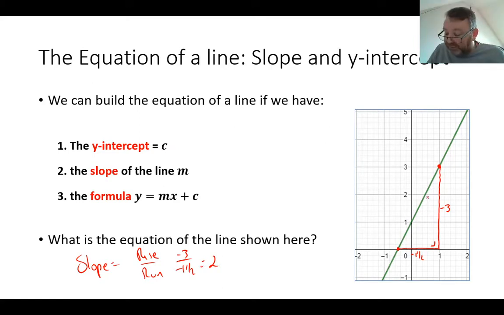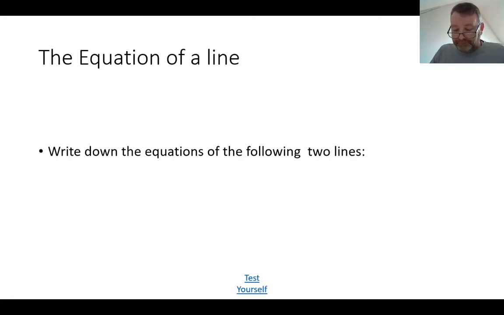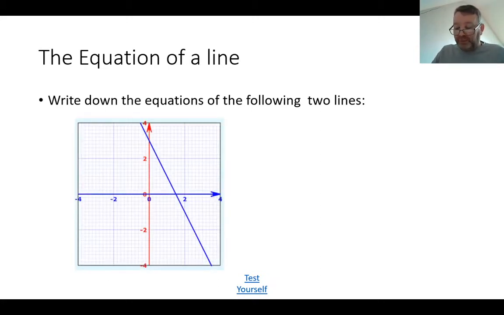Now, what else did I say? Where is it cutting? Cutting. C. Where is it cutting the y-axis? It's cutting the y-axis at 1. So C is equal to 1. What will that do? I'm going to use this equation here. Y equals 2x plus 1. And that's the equation of the line. So that's the way in which we decipher which of the 3 ways we use to get the equation of a line. Okay, write down the equations of the following 2 lines.